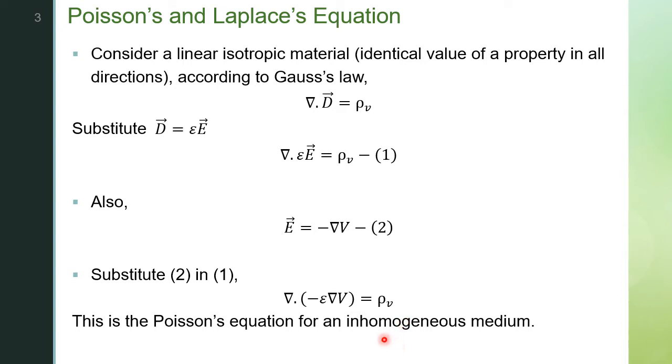It is called an inhomogeneous medium because epsilon is inside the del operator, and this epsilon will not be a constant or uniform if we are considering a non-homogeneous or inhomogeneous medium. So this is the Poisson's equation for an inhomogeneous medium.